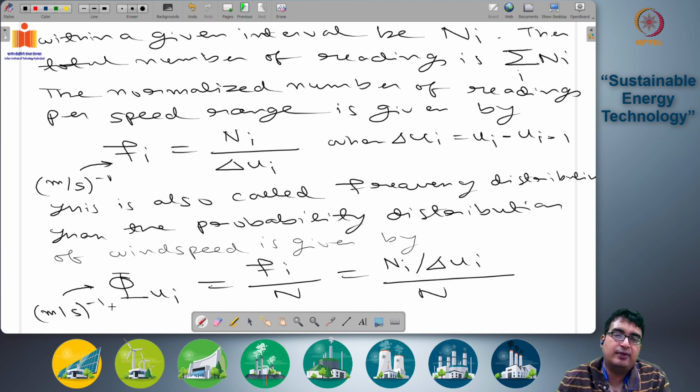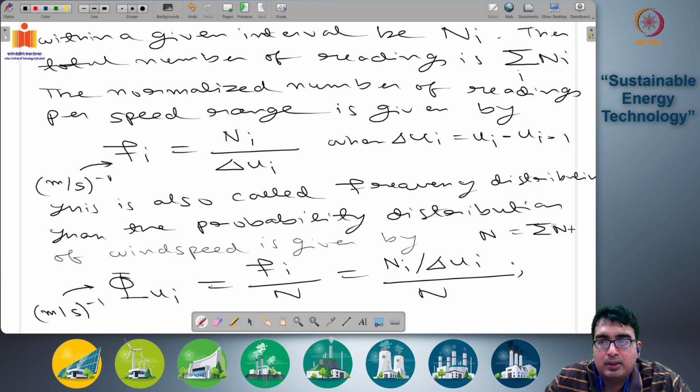Okay, for a discrete set of readings, this gives you the PDF value: the frequency of the ith interval divided by the total number of readings over all the intervals. Remember n is the summation of ni. Okay, so here n is given by summation ni, all the number of readings put together.